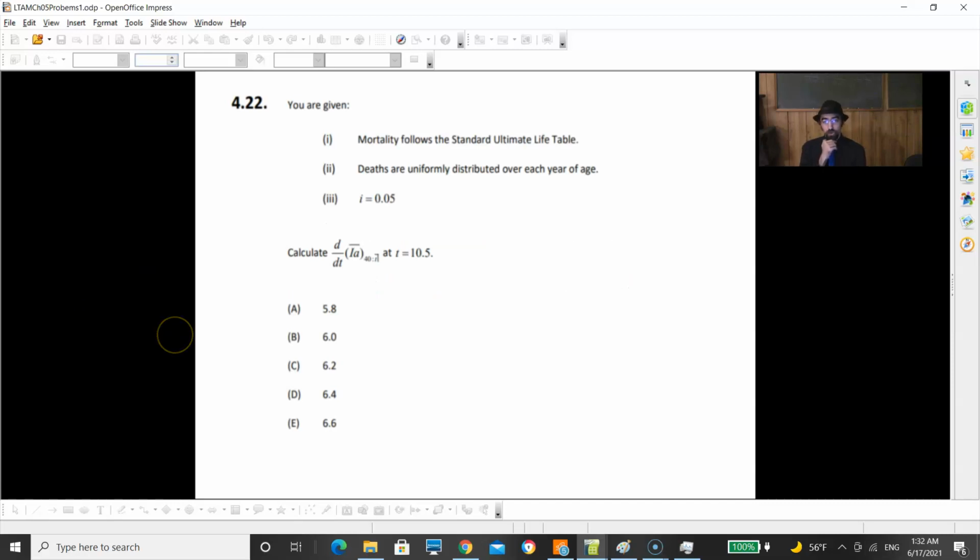So for 4.22, we're given that mortality follows the standard ultimate life table and deaths are uniformly distributed over each year of age. They give us interest, and they ask for the derivative with respect to t of a continuous increasing annuity on a 40-year-old for t years at t equals 10.5.